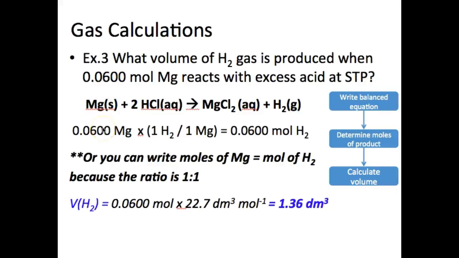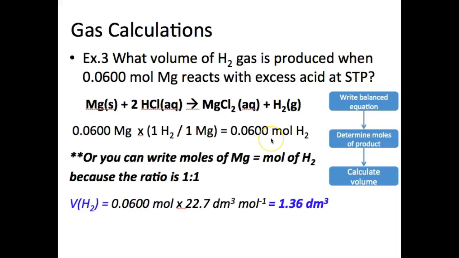Okay, so we start by converting the magnesium into hydrogen because our goal is to find the volume of hydrogen gas. So I'm at magnesium, I want to get to hydrogen. So we take our magnesium and convert it to hydrogen. So it's just a mole-mole ratio, and we get 0.06 moles of hydrogen. So it's a 1-to-1 ratio essentially.